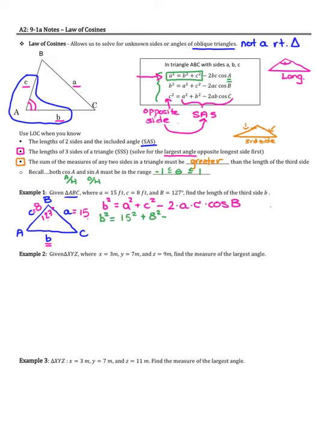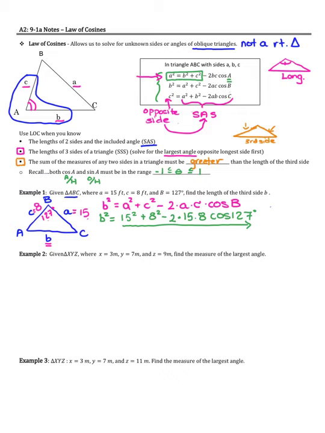Just like when you're doing Pythagorean theorem, when you're done, you are going to have to take a square root. 2 times 15 times 8 cosine 127. All right, so all I did was plug in the given information. Now, the beauty of a calculator is you really can just enter this all in one sweep, starting from the beginning. So I would start here, and I would just enter it as I see it.